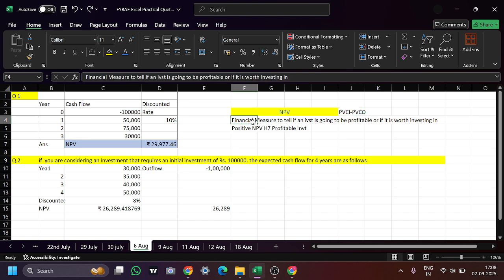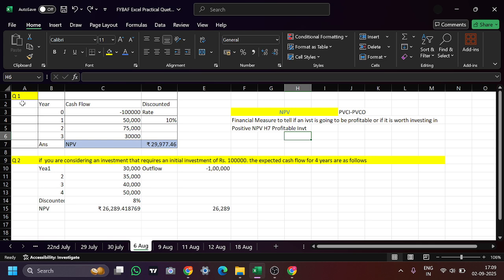So NPV is a financial measure to tell if an investment is going to be profitable, or if it is worth investing in that particular project or not. The future value of the investment will be told under the NPV method. This formula basically helps us measure the perspective plan or the budgeted plan, so with that we can analyze whether we should invest in that particular project or not. If the NPV is positive, we should invest in that particular project.